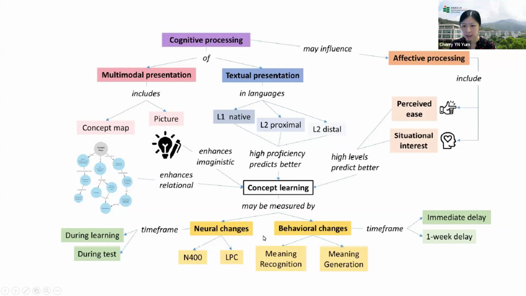We will also be collecting some data about neural changes during learning by measuring the ERP, event-related potential data in these learners.